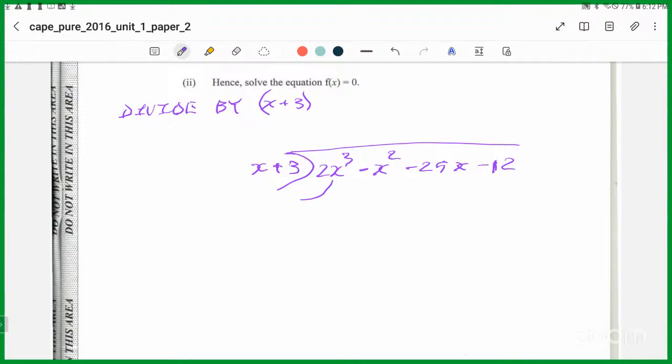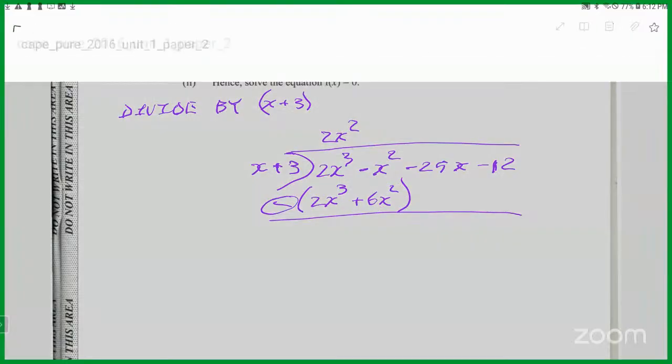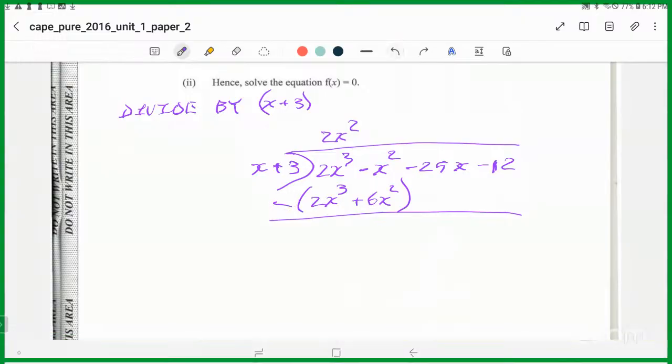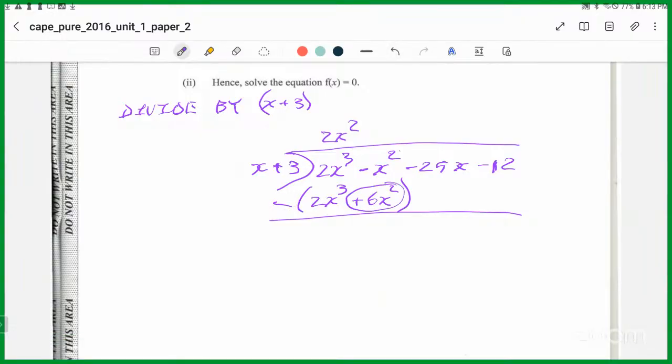So I'm going to divide this by this first. Divide those two, and I get 2x squared. I take this and multiply these, you get 2x cubed, and this times this is 6x squared. Then subtract, so this minus makes this minus: minus 6x squared and minus x squared becomes minus 7x squared. Then these are not subtracting anything, so they come back down. So you get minus 25x and minus 12.